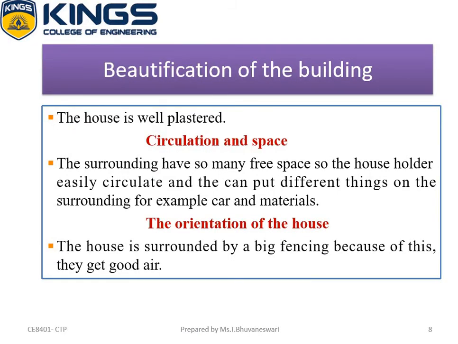Let me see the merits of the building. It is well pastured, with good circulation and space. The surrounding has so much free space, so the householder can easily circulate and can put different things in the surrounding, for example car and materials. And then orientation: the house is surrounded by a big fence. Because of this, they get good air.